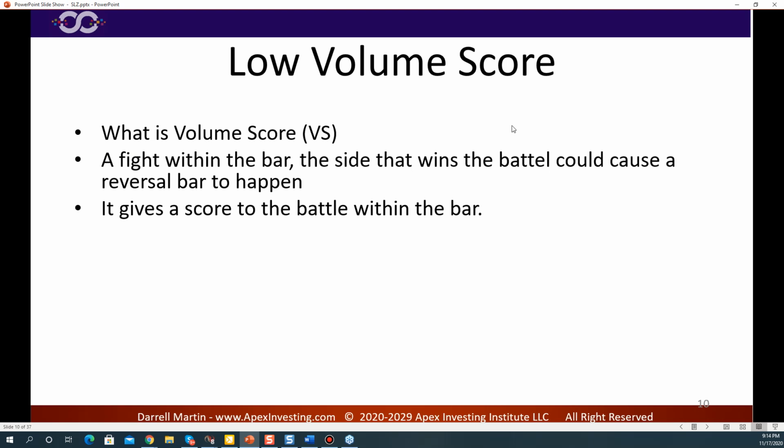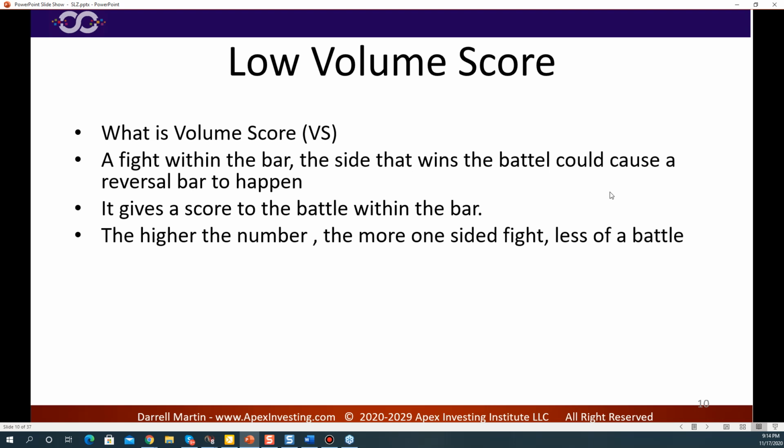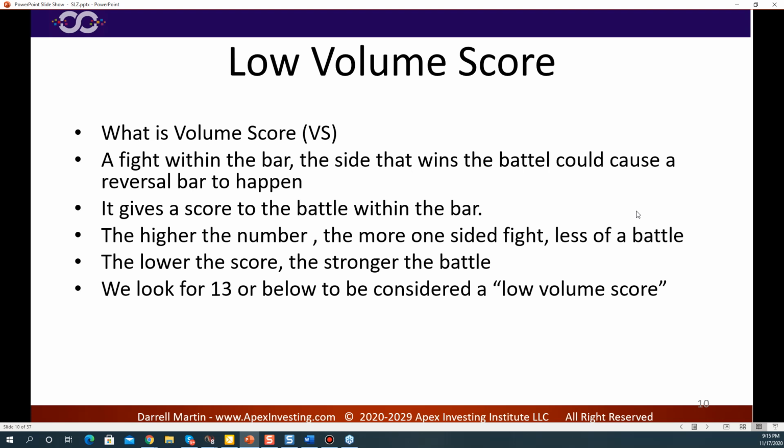Basically, it's showing you that there's a fight within the bar, and the side that wins the battle could cause a reversal bar to happen in their direction. It gives a score to the battle within that bar. The higher the number, the more one-sided the fight was, meaning there wasn't much of a battle. It was more just one-sided, and the market's continuing in that direction. The lower the score, the stronger the battle. You might think it's different, but the lower the score, the stronger the battle is right there. Meaning the market's going one direction, but then there's a battle coming in trying to push it another direction. And we want to be aware of that.